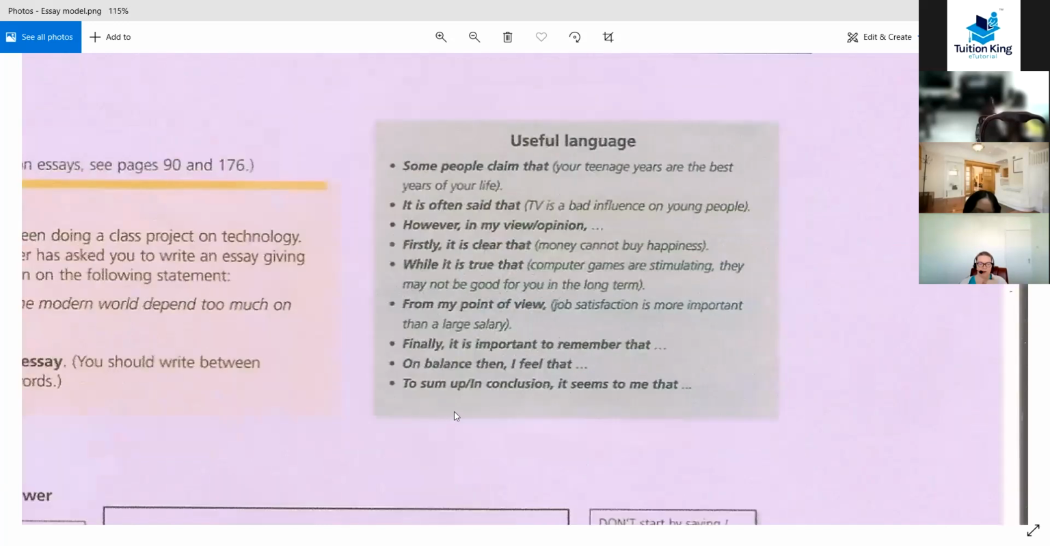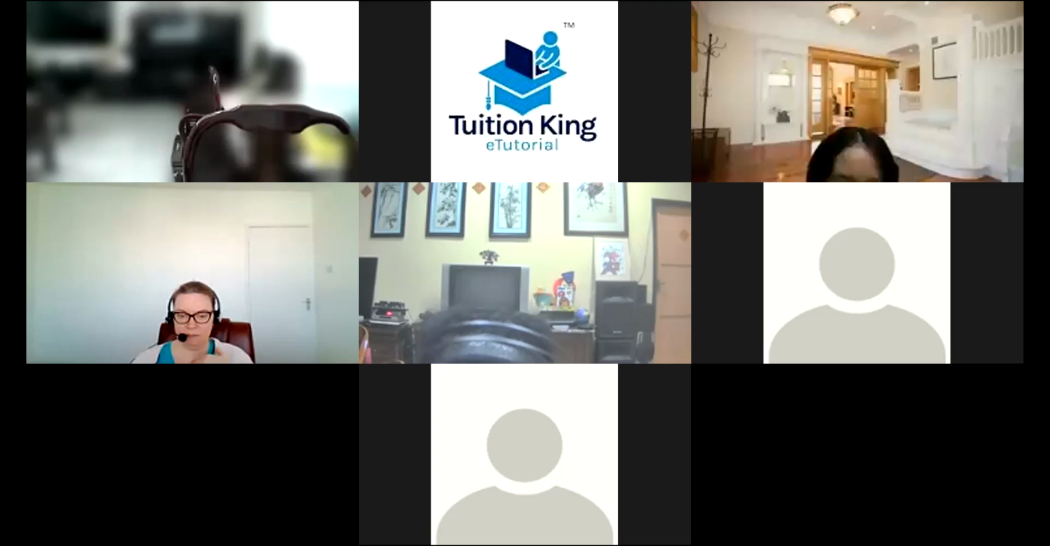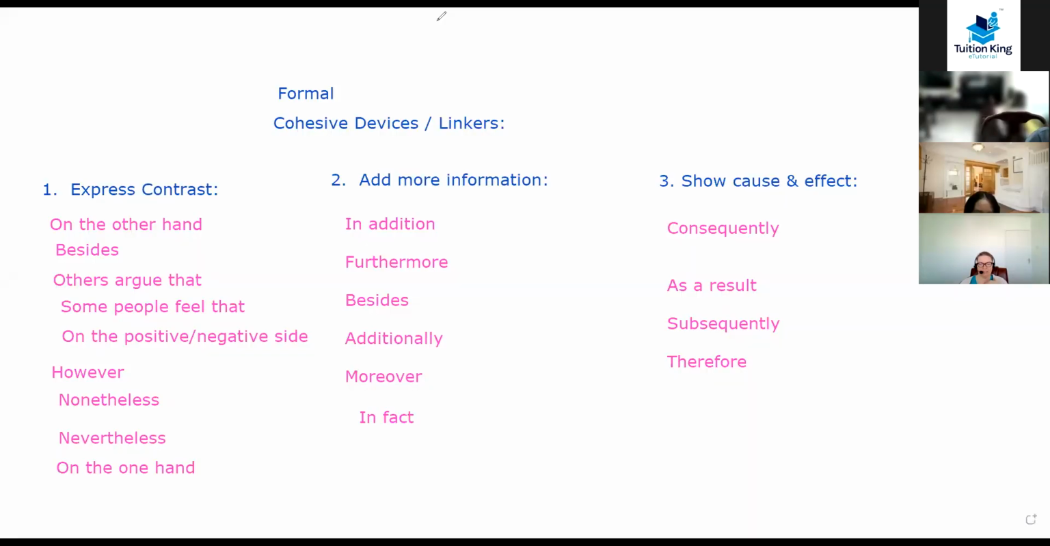All right, so what I'd like you to do now is, let's go back to this language. So we looked at formal cohesive devices earlier. And remember, express contrast, this word means but. But is informal. So in your essays, you should use these words instead because these words are formal. And add more information. These words mean and. But and is too informal. So you've got to use these words instead.